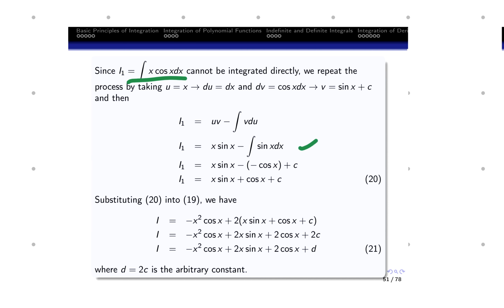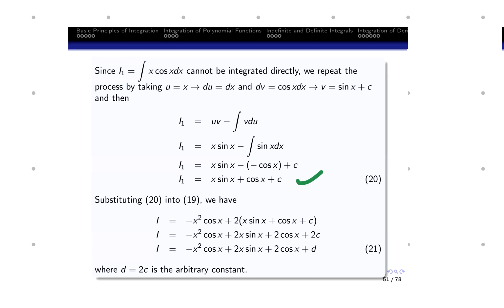Now, interestingly, you can directly integrate this. If you integrate sine x dx, you get minus cos x plus that c, right? And then you have x sine x minus cos x plus c. Minus and minus is plus, so you have x sine x plus cos x plus c. So you have I1 totally integrated. It means that you don't have to keep repeating that step. Depending on the kind of question you have, you may have to do the process like 5 or 6 times before you get to that final place where you can integrate directly. But now we just did it twice and we are there.